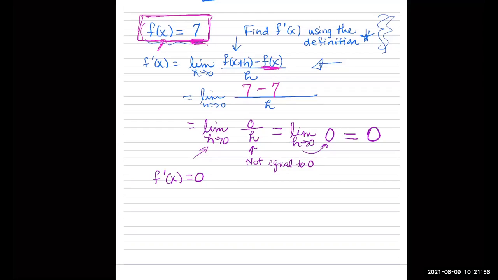Which makes sense, right? If we think about it, if we graph f of x equals 7, that's a horizontal line at 7. And remember, the derivative gives you the slope at any particular point, and we know the slope everywhere is equal to 0. So any question about what we're saying there?